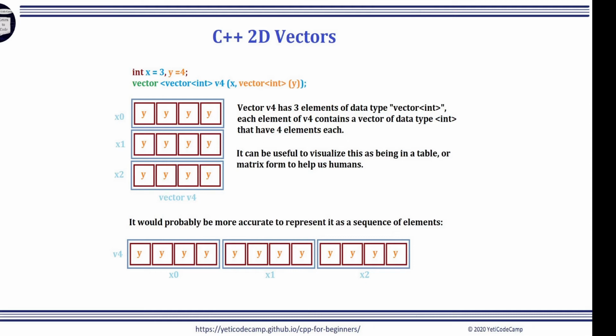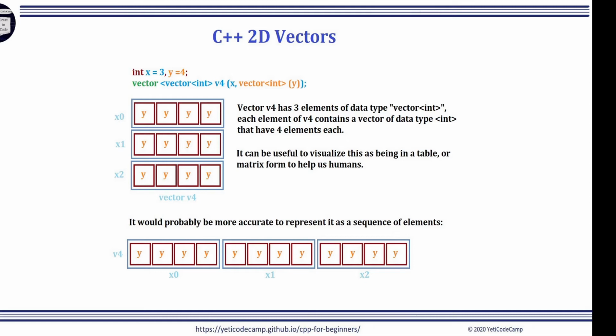Each inner vector has y number of elements, in this case 4 each. So once again, vector v4 is a vector of 3 elements that each contain a 4-element vector. Or when we think of it in table form, as shown here, we have 12 elements in total arranged in a 3-row by 4-column table.